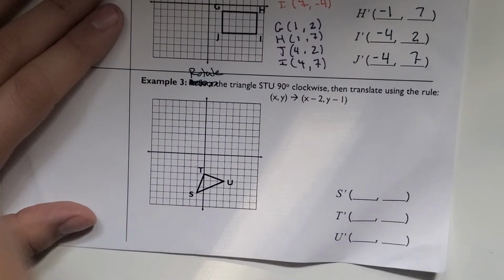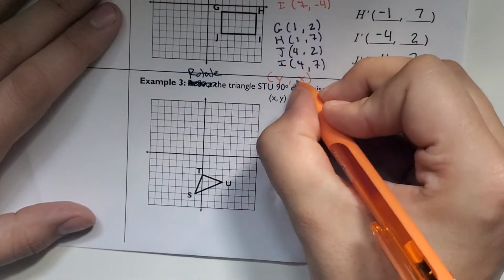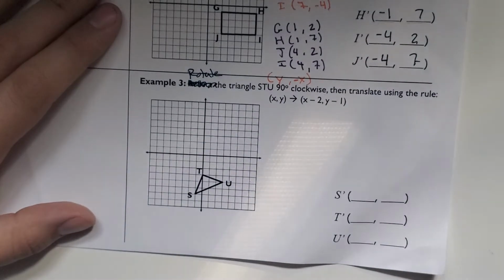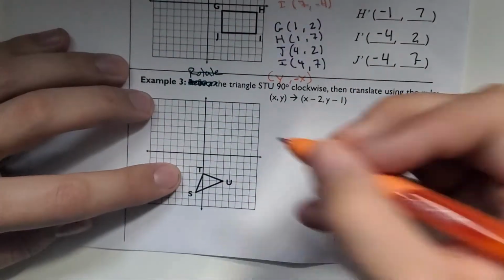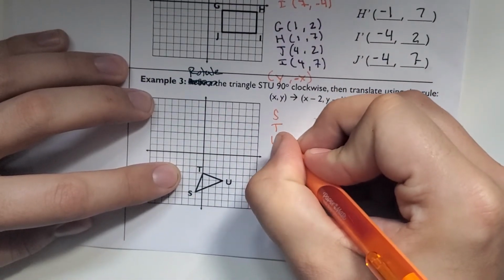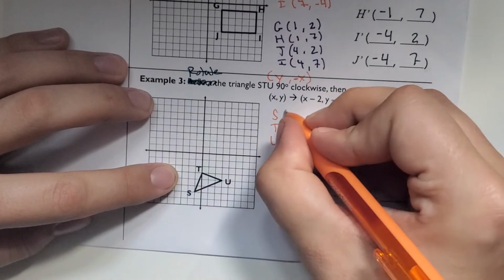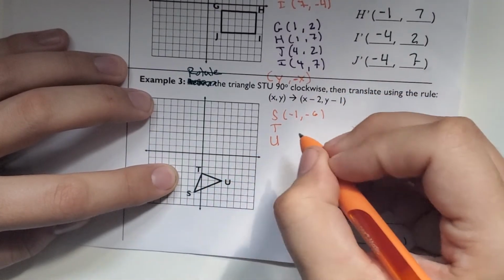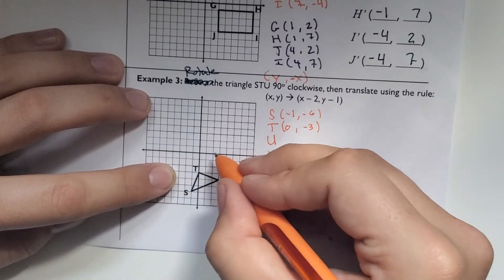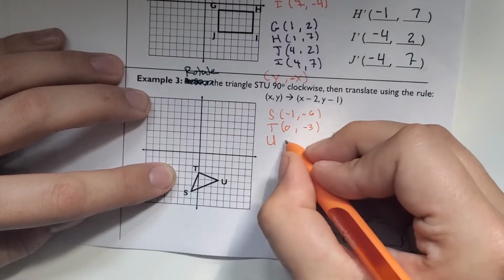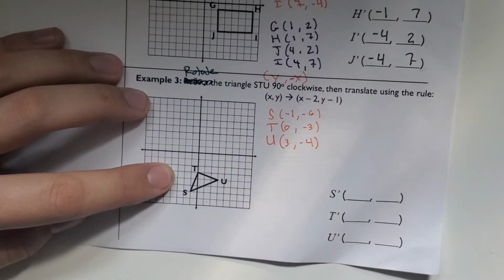We know that when we rotate something, our x and y switch. It becomes yx. And in the case of it going clockwise 90 degrees, it means my x is going to become negative. So we are going to go ahead and switch those and make the x negative. Let's go ahead and put those points down. I've got STU. S is at negative 1, negative 6. T is at 0, negative 3. And U is at 3, negative 4.